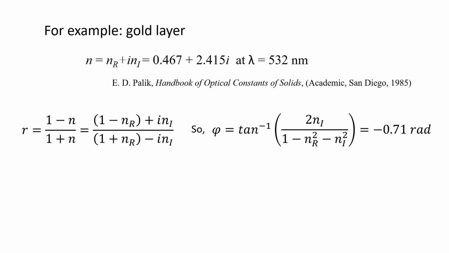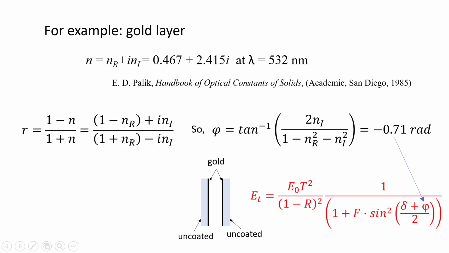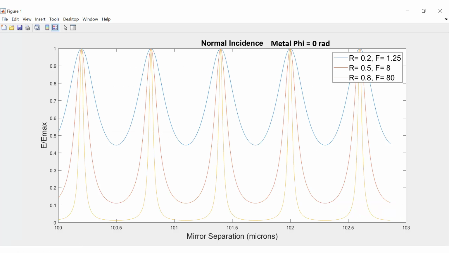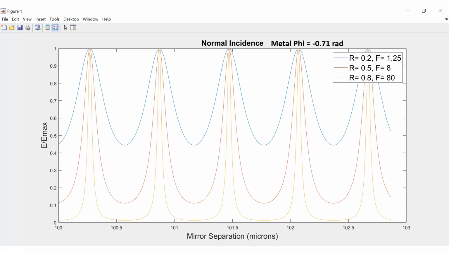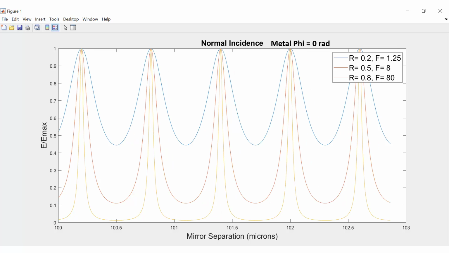Let's go ahead and calculate the reflection coefficient, and it's a complex refractive index, so the reflection coefficient itself is complex, which means that it has a phase. Let's get that phase, and the phase is minus 0.71 radians. Go ahead and insert that into the expression for irradiance, where there's phi, and make another plot in MATLAB. Now, this was the original plot that we had. Adding the minus 0.71 radians, you get that.